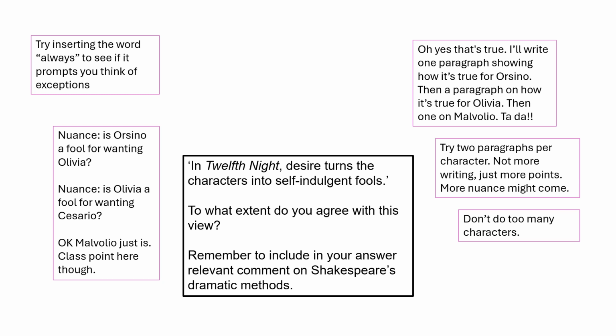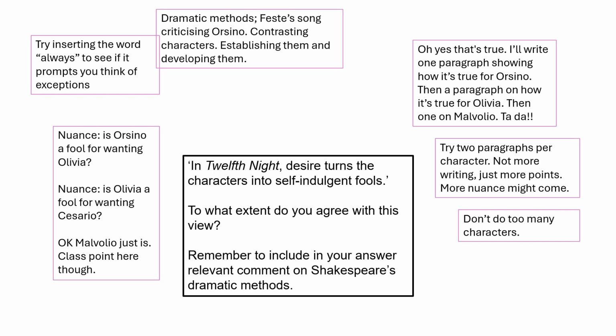Orsino and Olivia, as some people pointed out, in terms of class, they're just acting the way you should act, the lovesick aristocrat. Malvolio is ridiculed and humiliated. His dreams aren't really acceptable. There's a kind of class point to make. So those just are the more nuanced things. So you definitely can say, yes, it's true, but try to find exceptions or refinements to it.